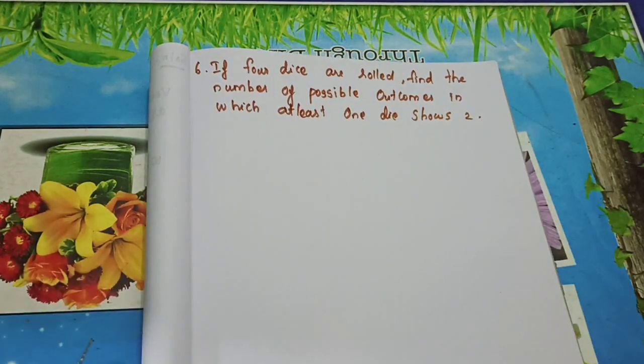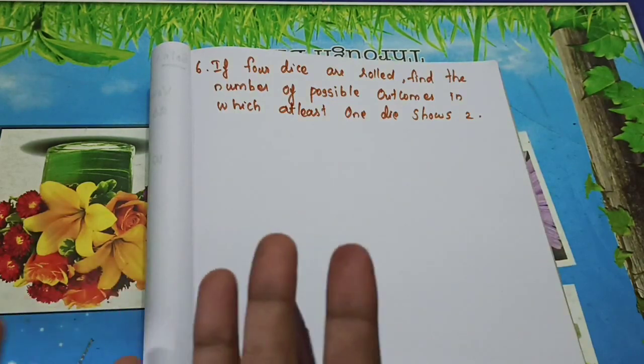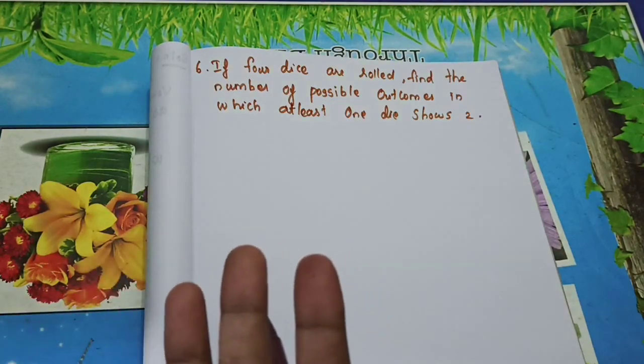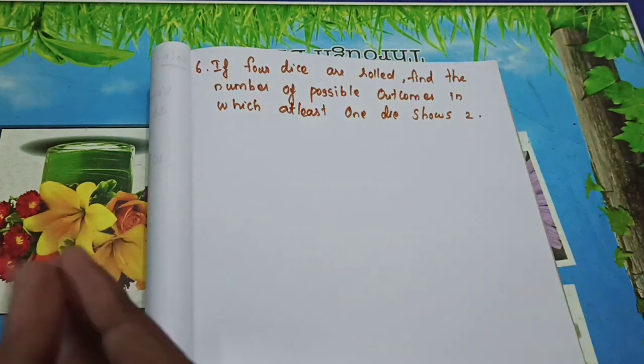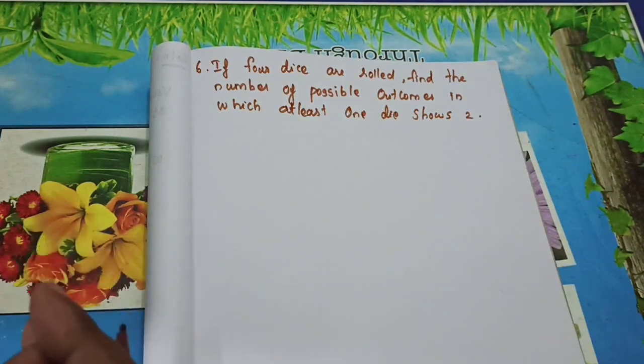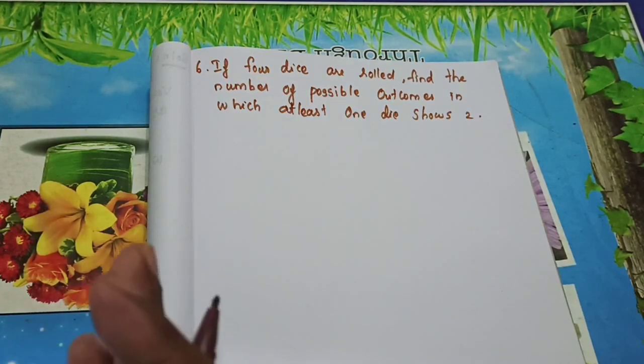If 4 dice are rolled, so in a die how many faces are there? Last chapter you have learned in probability. So if it is a die, how many faces are there? 6 faces. You will play using a die in your home, and in your mobile phone games also. So 6 faces must be there: 1, 2, 3, 4, 5, 6.